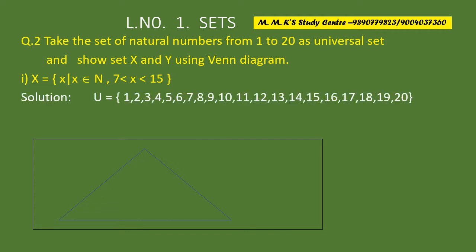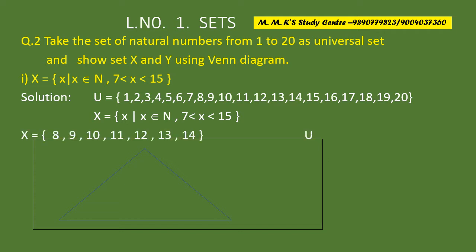So first of all we will write the universal set, that is the numbers from 1 to 20, and then set X, which is given to us and which we got, that is set X is nothing but the numbers between 7 and 15. So start from 8 and end with 14. So we will show the Venn diagram. As a universal set is given, we will show the universal set by a rectangle. Keep in mind we should always show the universal set by a rectangle.